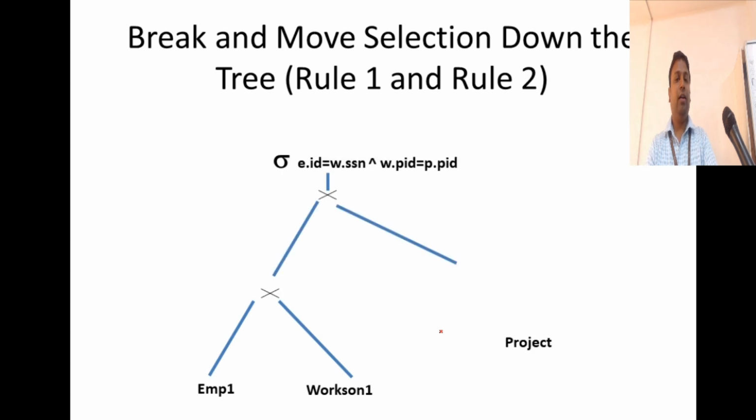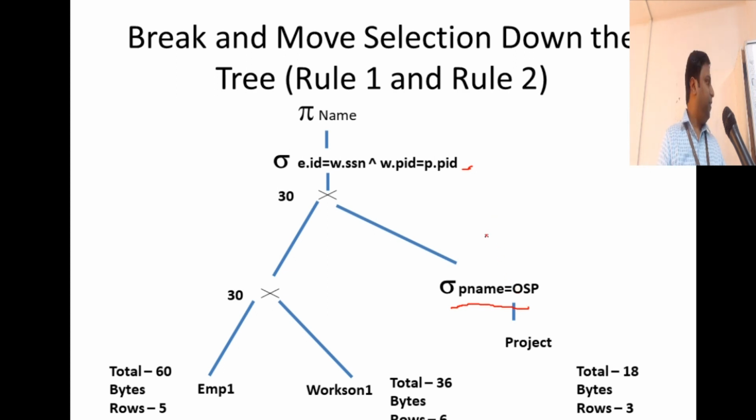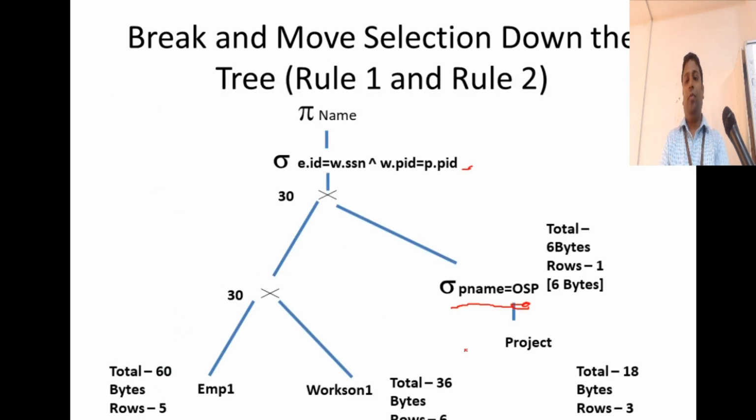Now you look at the tree. The only thing is, I have moved the selection down here, because I am only worried about projects of name OSP. I am not having any selection on employee or works on, so it's going to be the same. Now let's take a look at the statistics. When you are worried about only projects of type OSP, how many records are you going to have? Just one record for your project table. So from 18 bytes, it reduces to 6 bytes and 1 row.